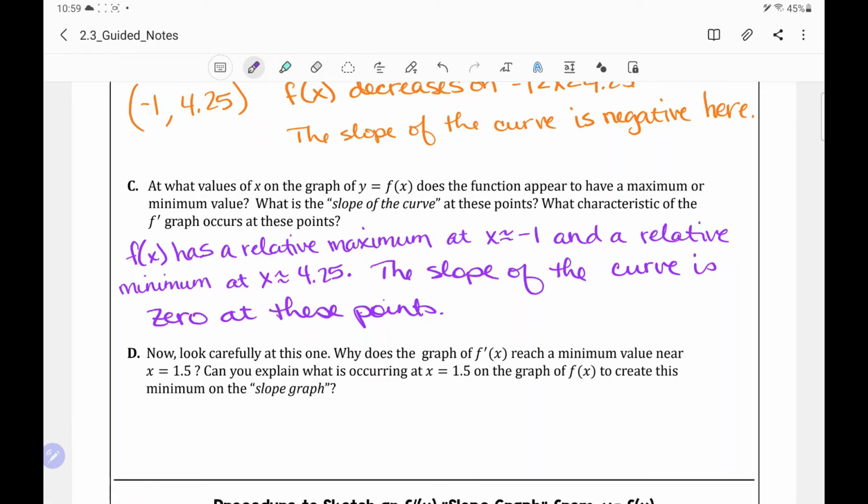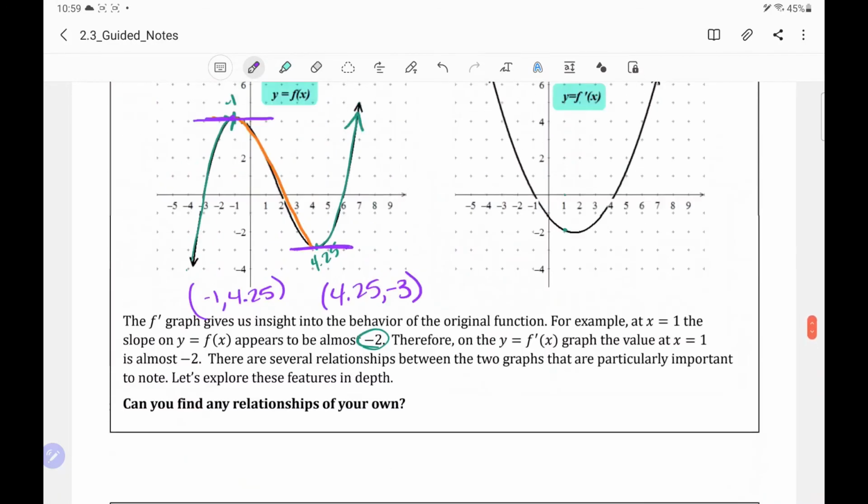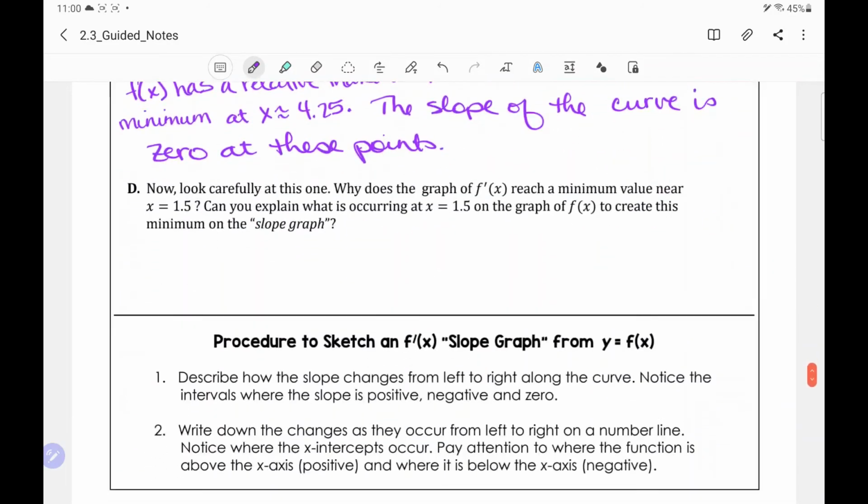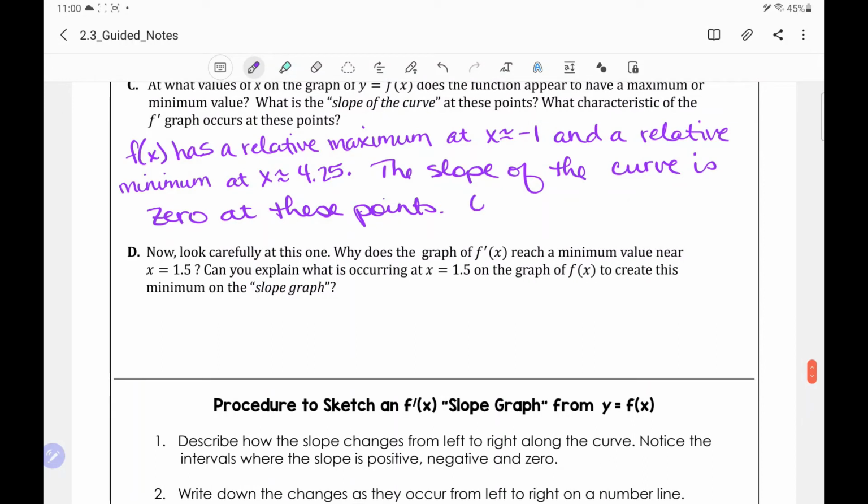Okay, the last one. What characteristic of the f prime graph occurs at these points? Let's go back. What do you see right here at -1? What do you see right here at 4.25? Those are zeros, right? The relative maximum and minimum made a 0 on the prime graph. This is very important. On f prime of x, these points are zeros.